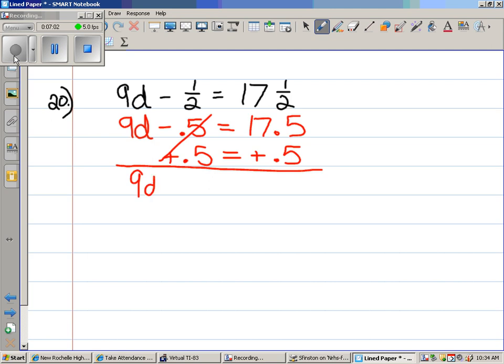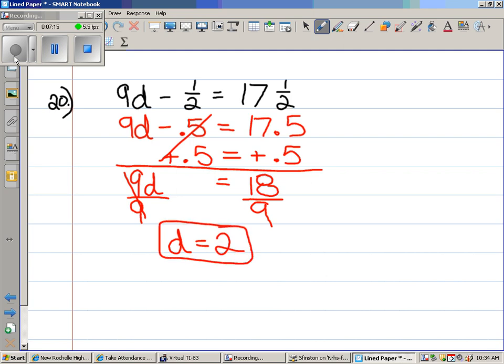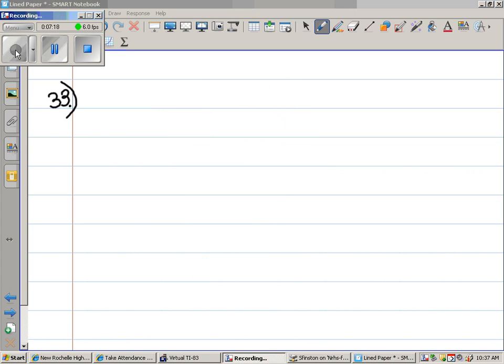Cross it off. 9d equals 18. Divide by 9. Divide by 9. And then we get d equals 2. That's it. So let's take a look at this problem, and then I'm going to show you what they taught me in my professional development.